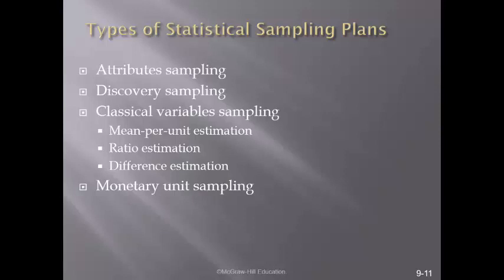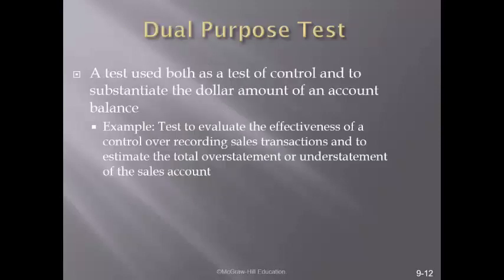Classical variable sampling are the applications that provide the auditors with an estimate of a numerical quantity such as the dollar balance of an account. Types of classical variable sampling include mean per unit estimation, ratio estimation, and difference estimation. Monetary unit sampling applies attribute sampling theory to estimate the total dollar amount of misstatement in a population. This is used as an alternative to classical variable sampling methods.